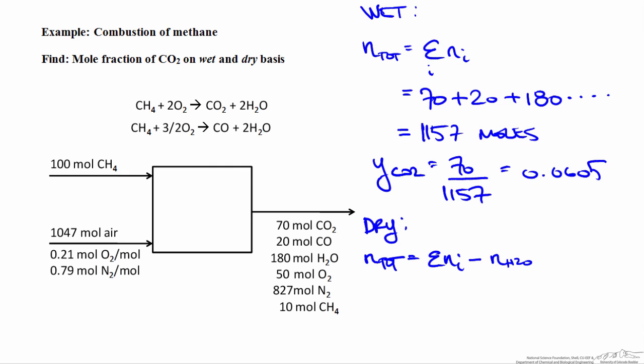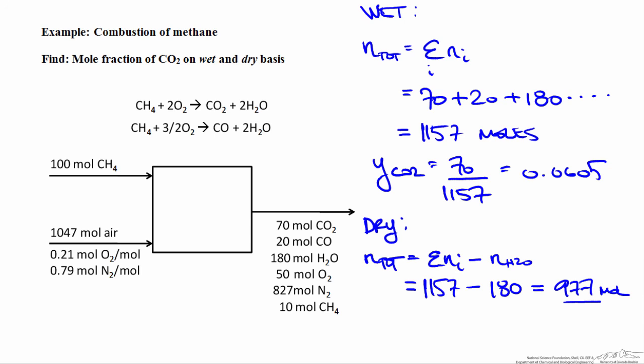If we want to find the mole fraction of carbon dioxide on a dry basis, we need the total number of moles in the stack gas excluding water. This should be the same as the sum of all the species minus the 180 moles of water, or we can simply add every species that's in the stack except for water. In this case, if we take our total of 1157 moles on a wet basis, subtract the 180 moles of water, we have 977 moles of stack gas on a dry basis.